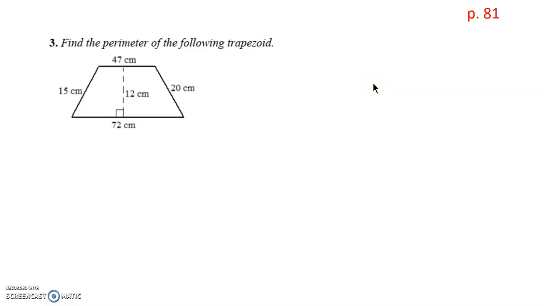When we're calculating the trapezoid and we want to find the perimeter, we check our units, it's all in centimeters, and we don't need this 12 centimeter height in the middle because the perimeter is the outside measure. So we're going to take 47 plus 20 plus 72 plus 15 centimeters. So the perimeter of this trapezoid is 154 centimeters.